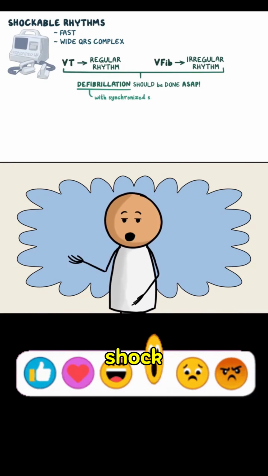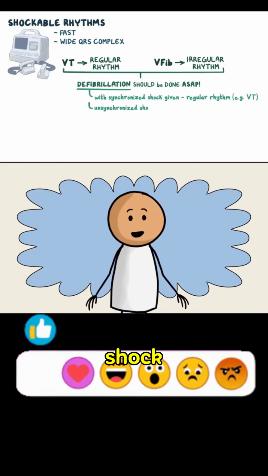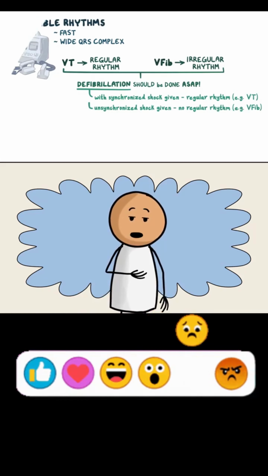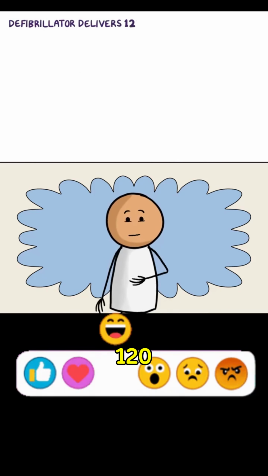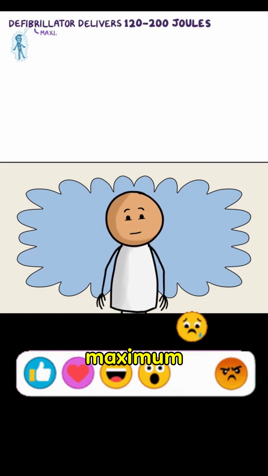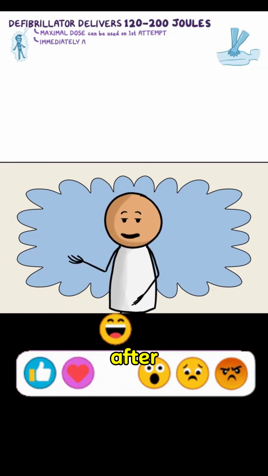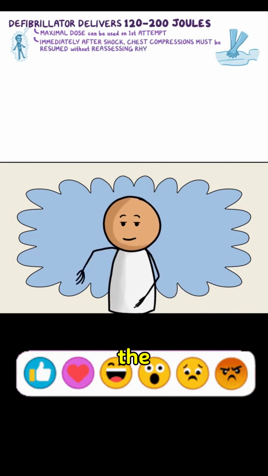Defibrillation with a synchronized shock is given when there's a regular rhythm, like in VT, whereas an unsynchronized shock is given when there's no regular rhythm, like in VFib. The initial dose of energy that the defibrillator delivers typically ranges between 120 to 200 joules, but a maximum dose can always be used even on the first attempt. Immediately after delivering the shock, chest compressions must be resumed right away without reassessing the rhythm.